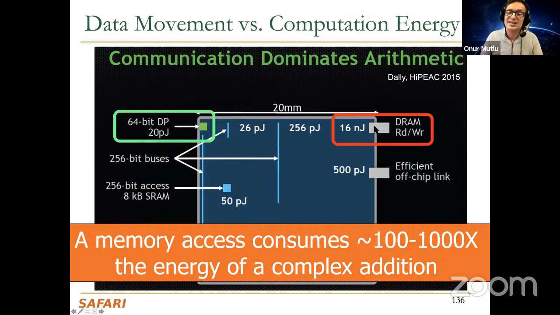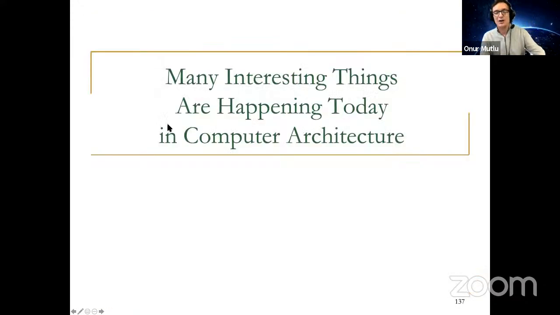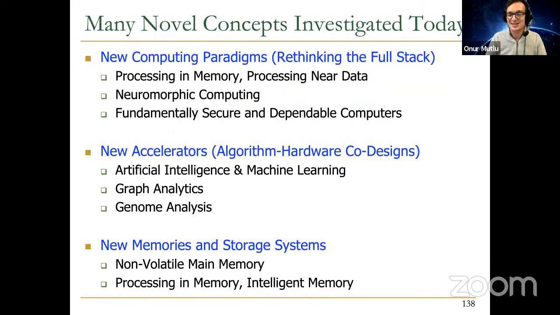But the interconnects and the memory cells did not scale as well in terms of energy, especially interconnects. So logic scaled really well due to Moore's law, but interconnects did not scale. As a result, we are now 2 to 3 orders of magnitude worse in terms of memory access compared to addition. Okay, so hopefully I've convinced you that many interesting things are happening in computer architecture today, as late as just 1 week ago.